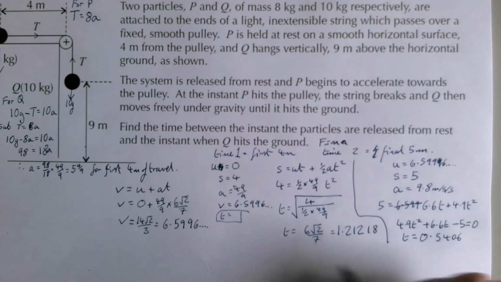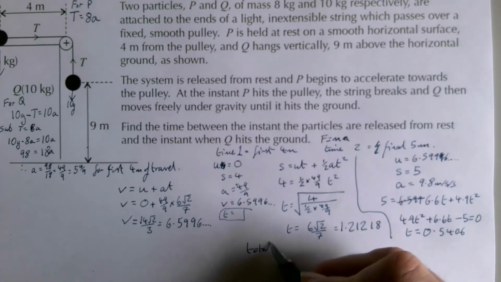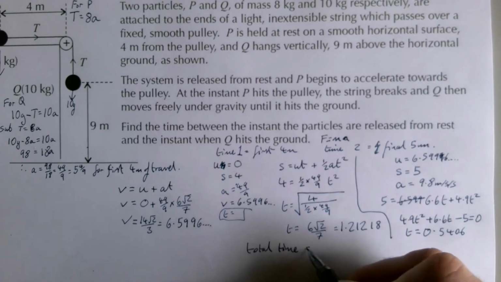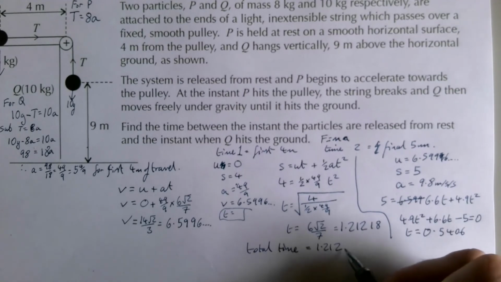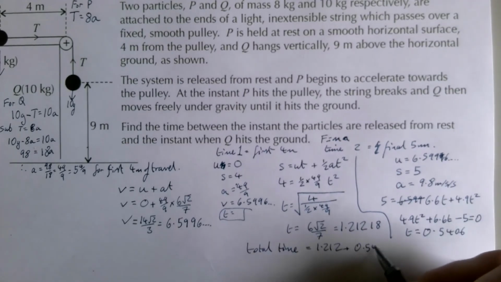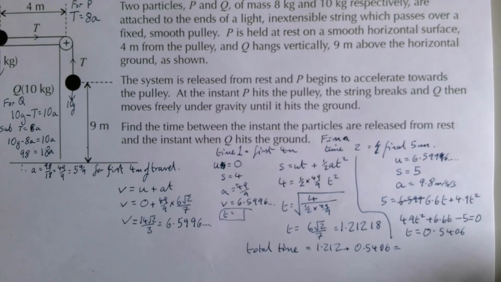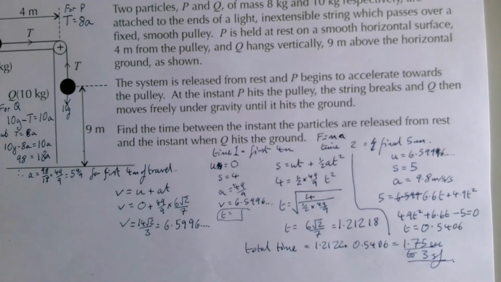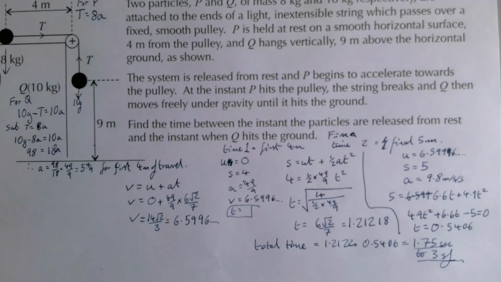So therefore total time is going to be 1.212 plus 0.5406, and that gets us to 1.75 seconds to 3 significant figures. Now I hope that wasn't too painful. I'd love to see a really quicker solution if anyone thinks they can find one.